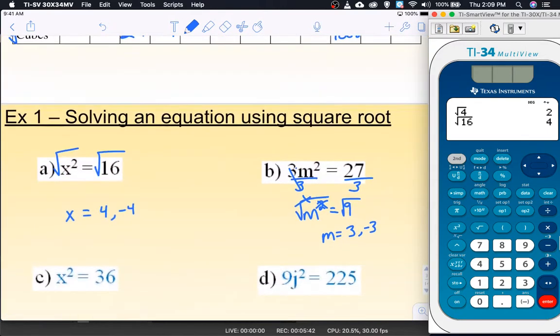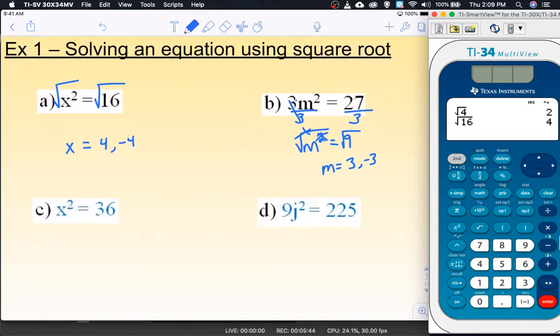Okay, so this should be old news if you watched the previous lesson that we did this in, not the one right before this. Go ahead and pause the video and try letters C and D on your own. When you are ready to continue, hit play and we will go through it together.